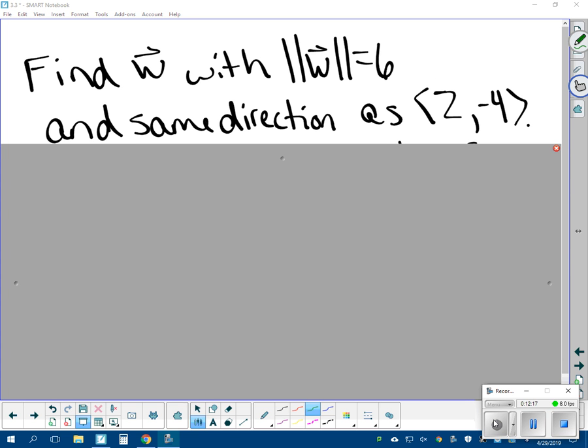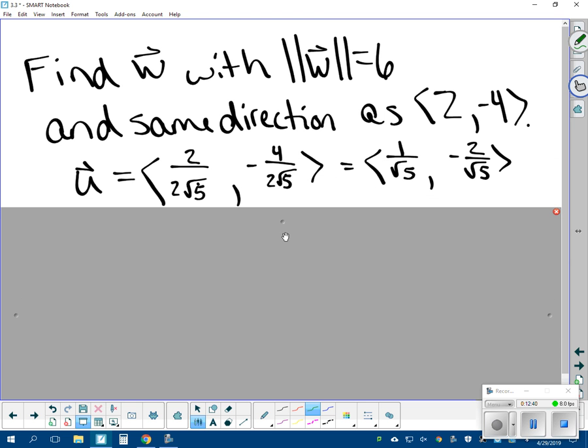Okay, here's one for you guys to try. Find vector w with magnitude of 6 that's in the same direction as that given vector 2, negative 4. Pause the video, try it on your own. Okay, so my unit vector, I figured out, or first of all, I found out that when I did the magnitude, I got the square root of 20. Square root of 20 simplifies to 2 radical 5. So I divided my given vector by that to end up with this as my unit vector.